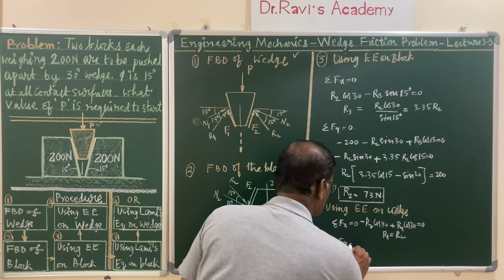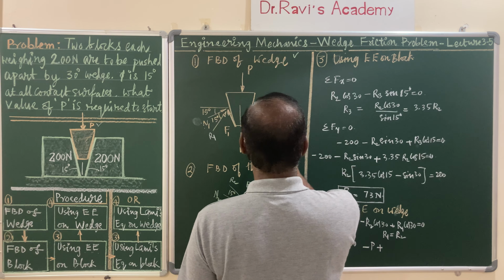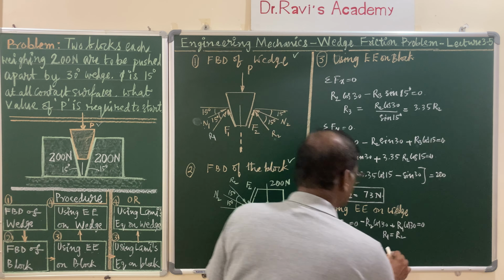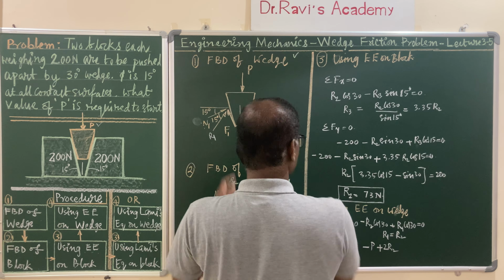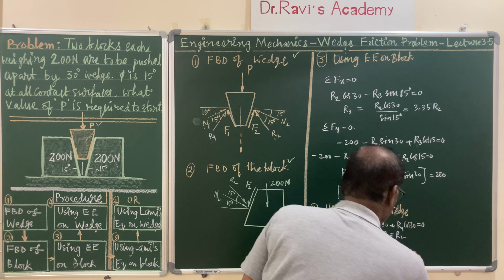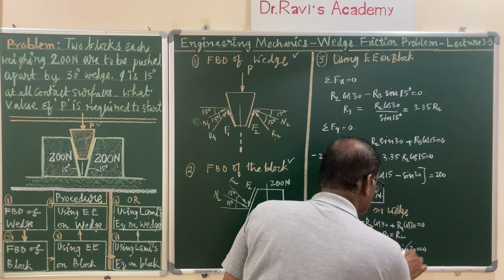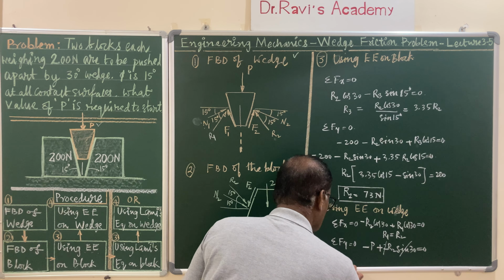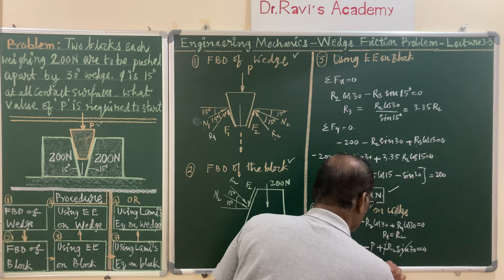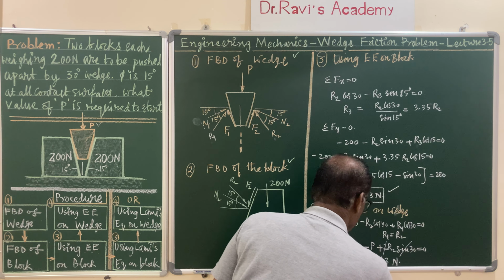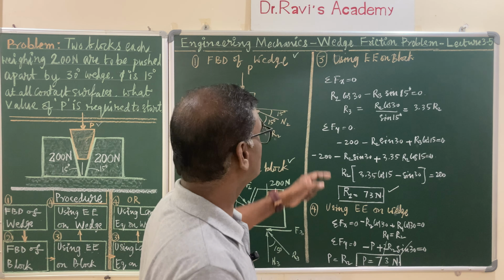Sigma Fy is equal to 0, so minus P plus R1 and R2 vertical components. You can write 2 times R2, because both are equal, 2 times R2 into the vertical component, sine 30, is equal to 0. And 2 sine 30 gets cancelled, and your P is equal to R2, and that R2 value you got is 73 newtons, and the answer is 73 newtons. So this is exactly using equations of equilibrium.